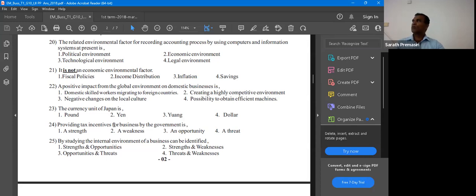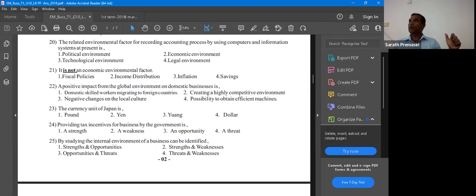Providing tax incentives for business by the government is what? Why do we study the business environment? First one is identify strengths. Second one is what? Identify weaknesses. Next one, identify opportunities. The other one, identify threats.